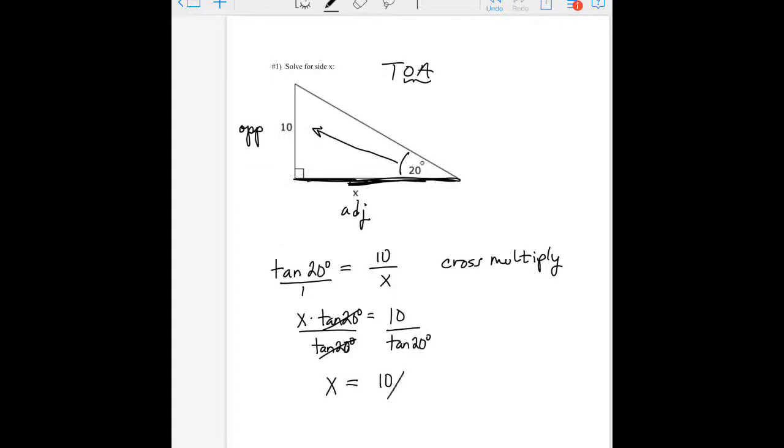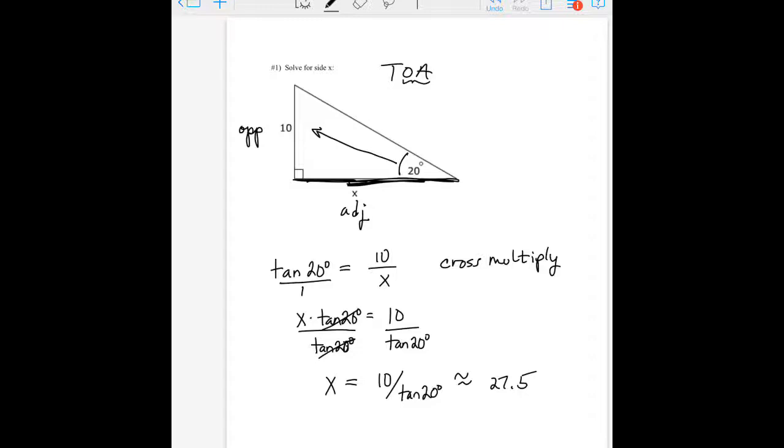So your exact answer is this expression, 10 over the tangent of 20 degrees, which now we're at the very last step. You can divide on your calculator, make sure you're in degree mode, and you get about 27.5 as the rounded value. So if you're asked for the exact answer, this is the exact answer. If you're asked to round, this is the rounded answer.